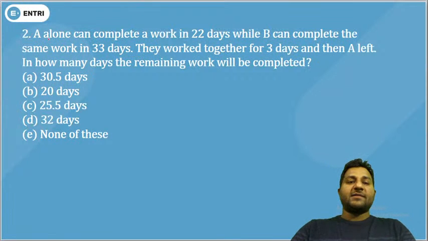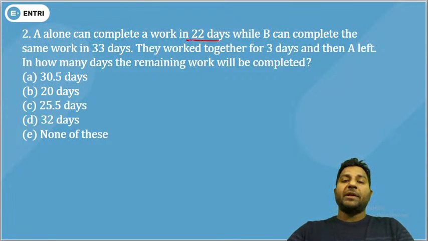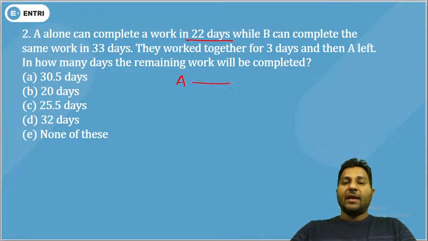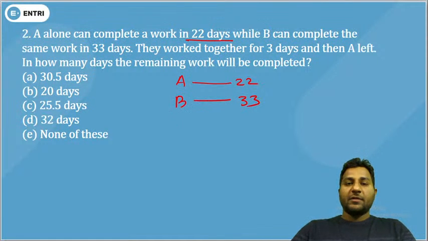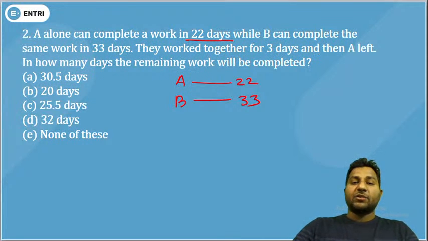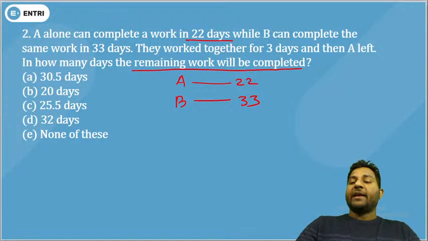Okay. Look at this. A alone can complete a work in 22 days. B can complete the same work in 33 days. They work together for 3 days and then A left. In how many days will the remaining work be completed? You must know that the examiner has asked only about the remaining work.